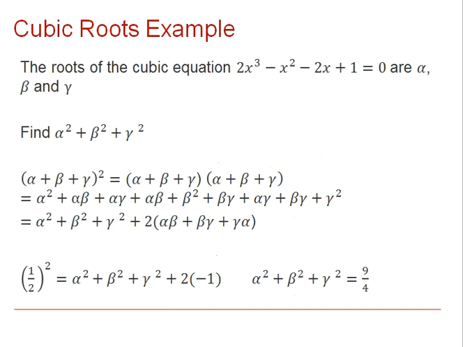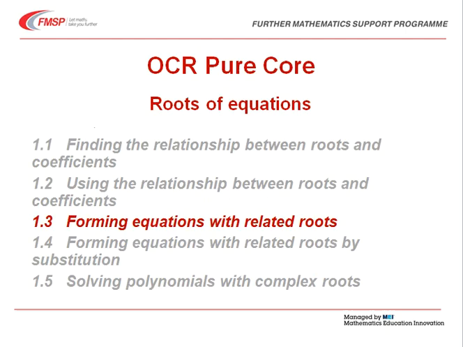So whenever you're asked for something such as alpha squared plus beta squared plus gamma squared, or for higher powers or lesser, it's worth remembering this sort of, if you like, trick of squaring something you do know and extracting the bits you don't. In the next session, 1.3, we will cover forming equations with related roots.